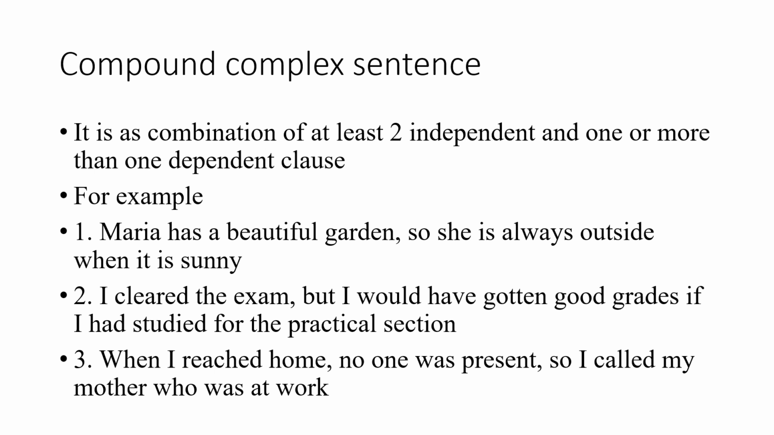"Maria has a beautiful garden, so she is always outside when it is sunny." In this example, "Maria has a beautiful garden" is an independent clause. "So she is always outside" is an independent clause, and so is a coordinate conjunction. "When it is sunny" is a dependent clause. The basic function of the subordinate conjunction is to introduce the dependent clause in a sentence.